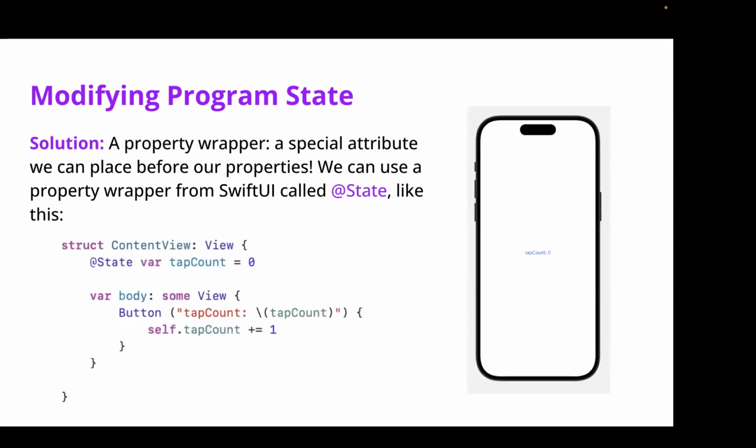Our solution is a property wrapper. Property wrappers are special attributes that you could place before any of your properties. In this case, we could use a state, which allows tap count to be changed and not be part of the content view struct. If we make tap count a state and set it to 0, then when we click the button, it will change the state, so tap count will add 1. To do this, we do have to call self.tapCount instead of just tapCount. With this, our code will compile and then it will look like the visual on the right. It'll just have a tap count button, and once you click it, it will add to that tap count.